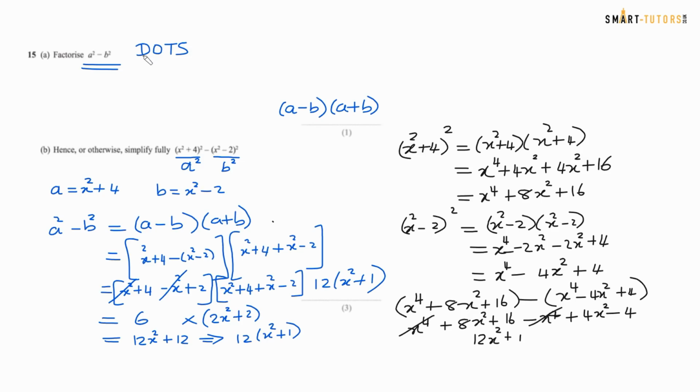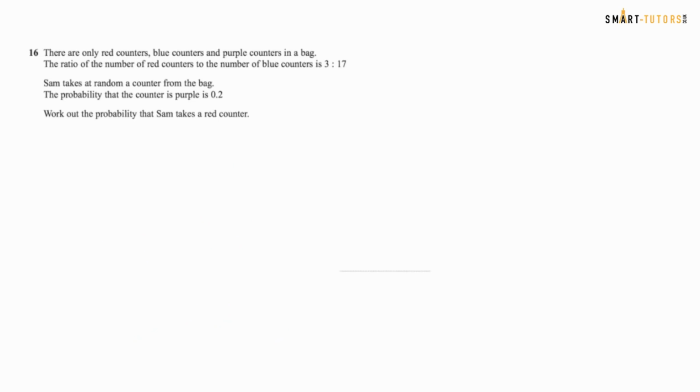When you are expanding the brackets, minus times minus is plus, and minus times plus is minus. So x to the power 4 cancels. 8x squared plus 4x squared is 12x squared. 16 minus 4 is 12. So you end up with the same answer, 12x squared plus 12. Whichever way you do it is correct, but this is a little bit of a long way. But if you can find the relation, hence means using the first part, you can see that could be the a squared and that could be the b squared. So a minus b, you are adding two brackets and taking away, then you are multiplying again. So that is the final answer.